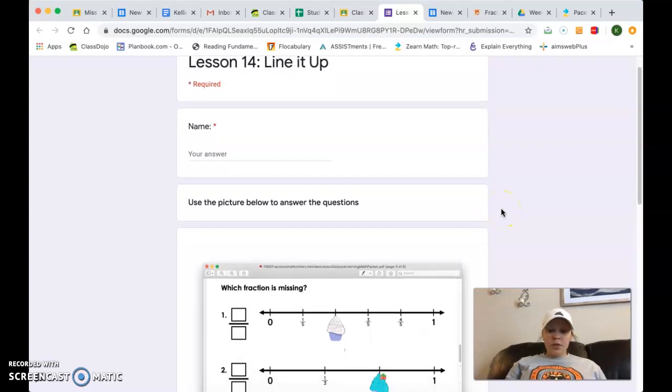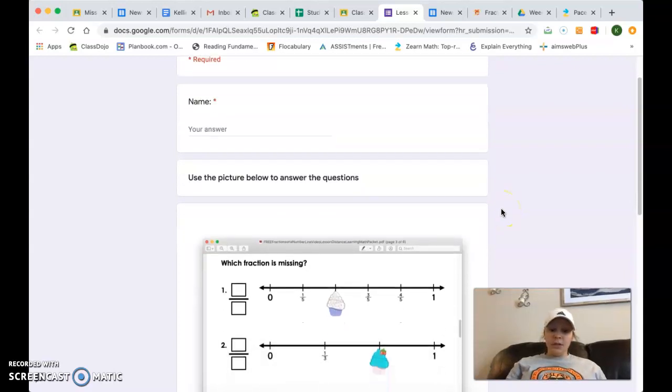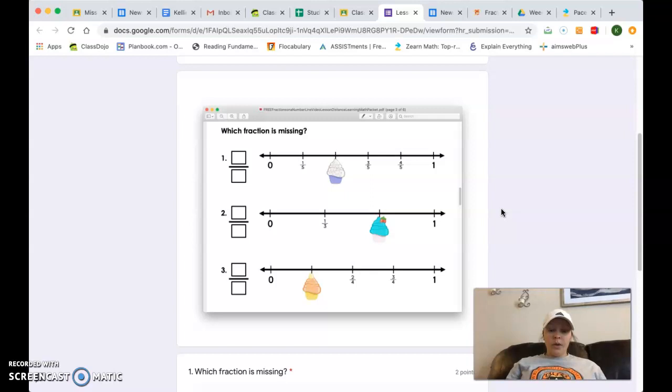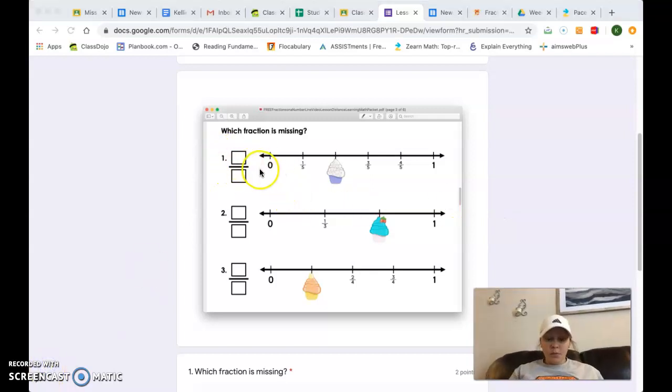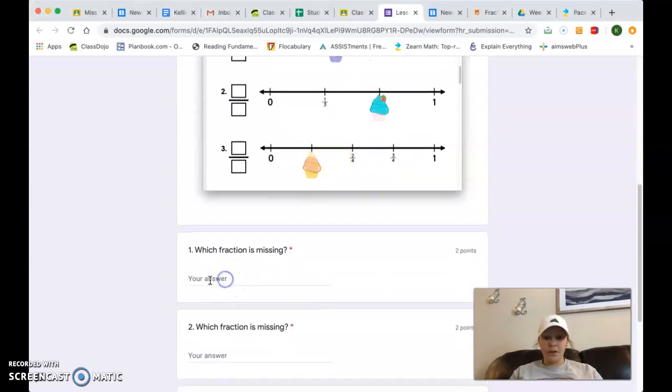Alright, so I'm going to show you the answers to lesson 14. Line it up. What fraction is missing for number 1? So for number 1, we have 0 to 1, and in the middle we have fifths. We've got 1/5 shown, 3/5 shown, 4/5 shown. So this should be 1/5, 2/5. This cupcake is 2/5.